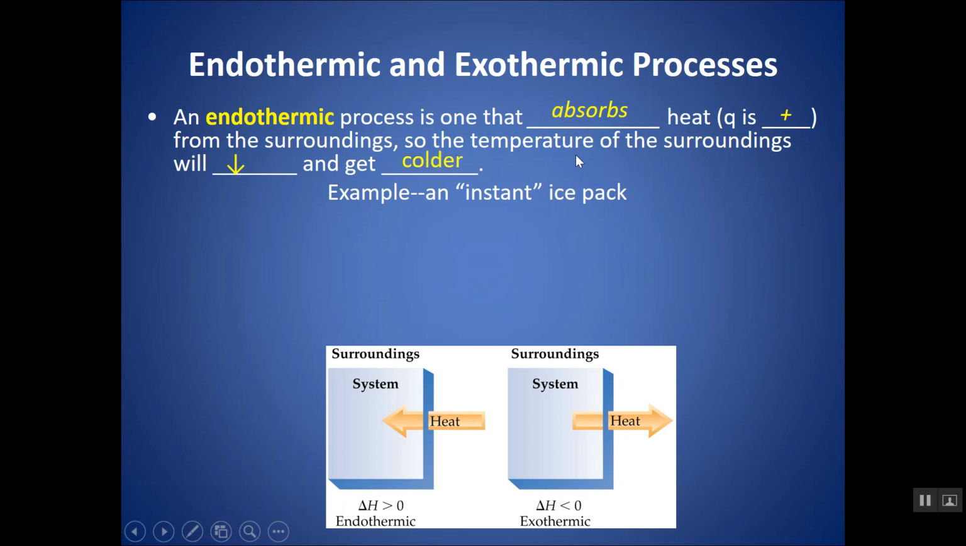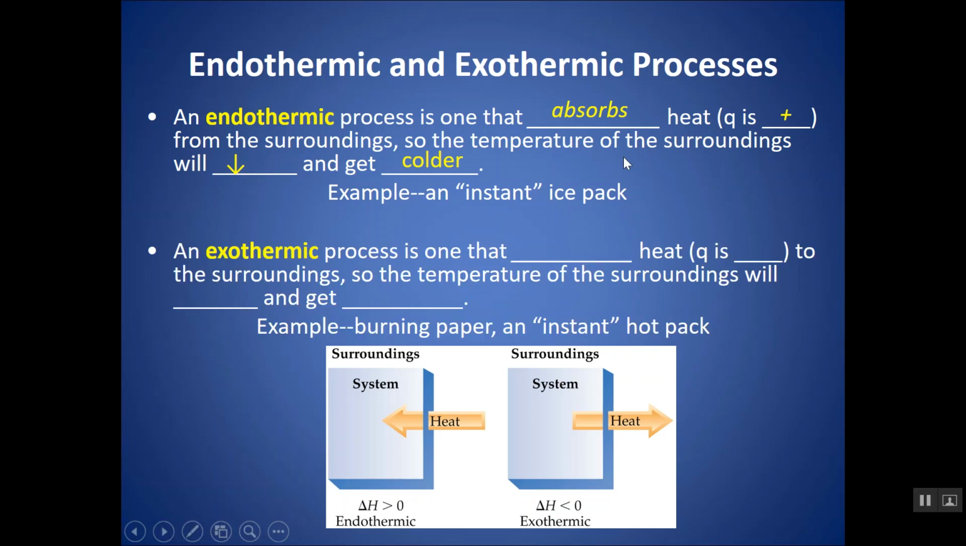So your hand is going to be sensing a decrease in temperature. Your hand is going to feel the container getting colder. So whatever the reaction is doing, the surroundings is doing the opposite. And just remember, your hand is part of the surroundings, so your hand is sensing what the surroundings is doing. If something's feeling colder to your hand, it actually means the reaction's absorbing heat. And an example of this is like an instant ice pack.